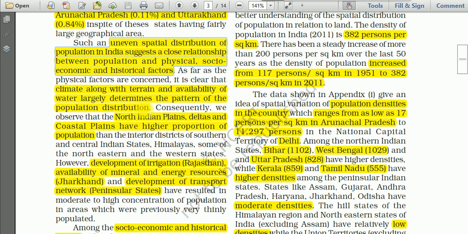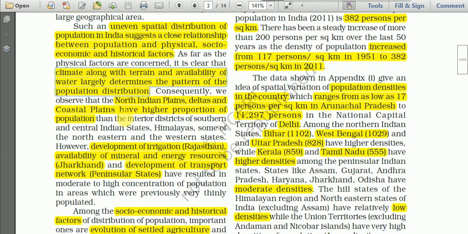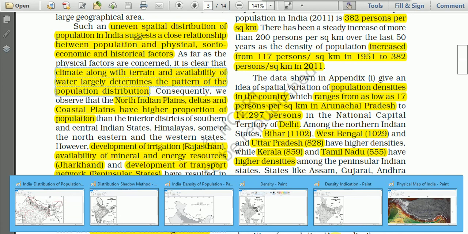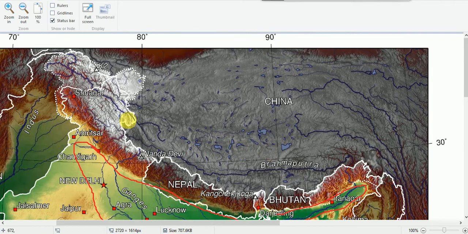As far as the physical factors are concerned, it is clear that climate along with terrain and the availability of water largely determine the pattern of population distribution. About this we have also learned in book 1. Climate along with terrain, and terrain here means the landform, and the availability of water largely determine the pattern of population distribution.